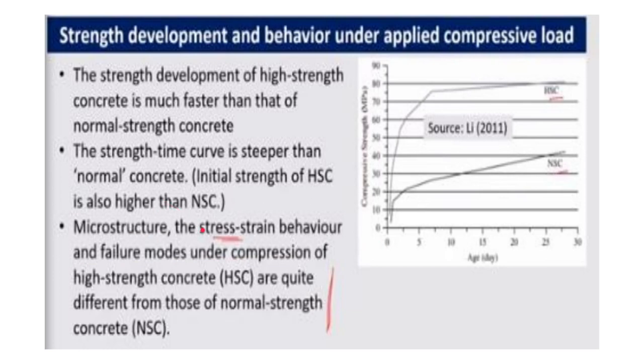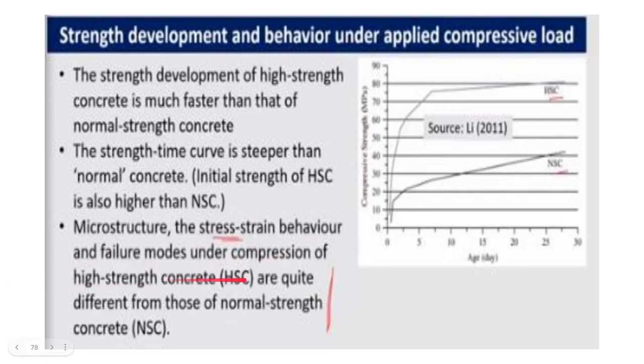The microstructure, the stress-strain behavior and failure modes under compression of high strength concrete, HSC, are quite different from those of normal strength concrete, NSC. All three are quite different in case of HSC as compared to normal strength. Microstructure is different because, as we discussed, it has more cement content and mortar content, so it is more uniform. The stress-strain behavior, as we just discussed, is much steeper in HSC, and the initial strength is also much higher than normal strength concrete. And failure mode is different in a sense which we'll discuss in the coming slides.